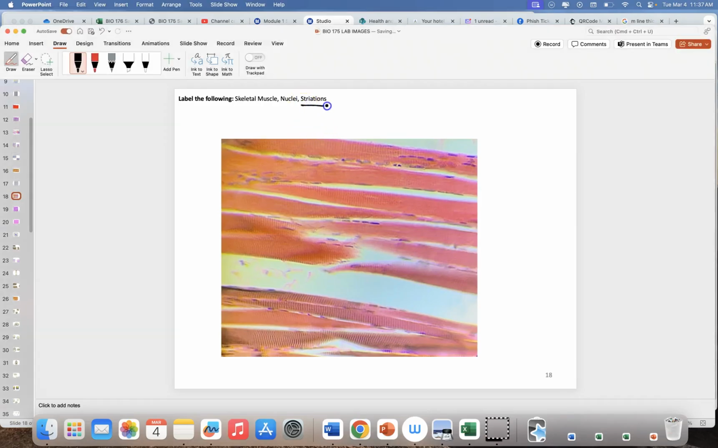When we are thinking about striations, the only two types of muscle that have them are skeletal muscle and cardiac muscle. It's what gives the muscle this banded appearance. I'll draw over these lines here with my pen. You can see these bands moving through the muscle. I'll maybe make a rectangle around some of those lines or bands. So that banding pattern, those are the striations.